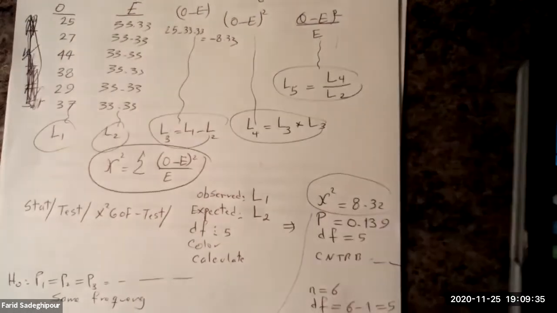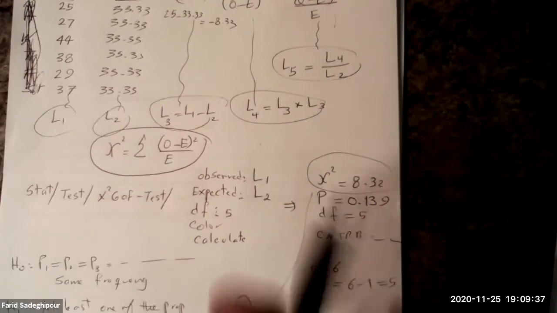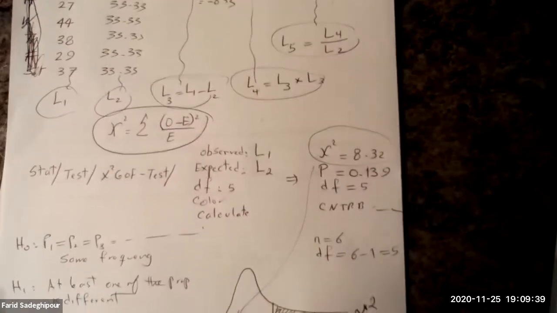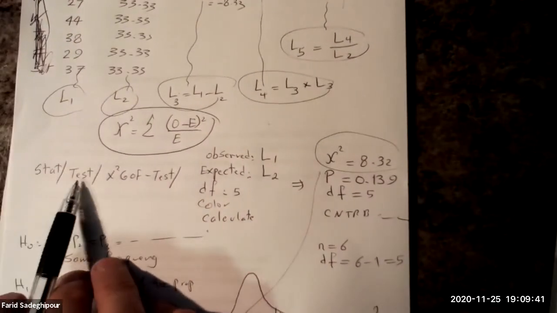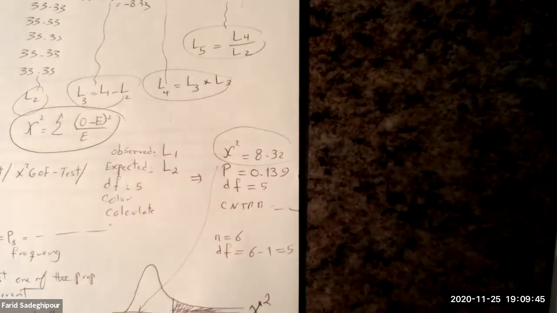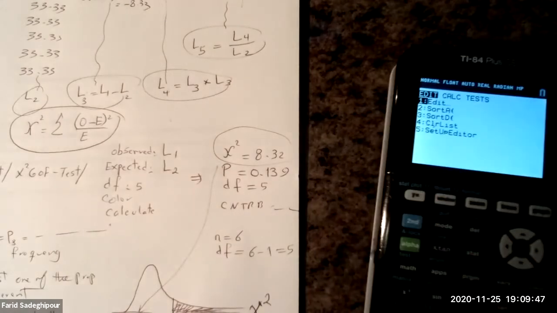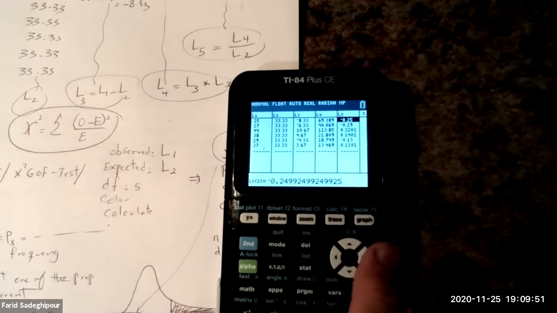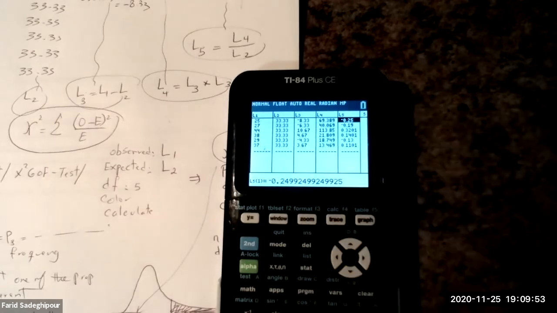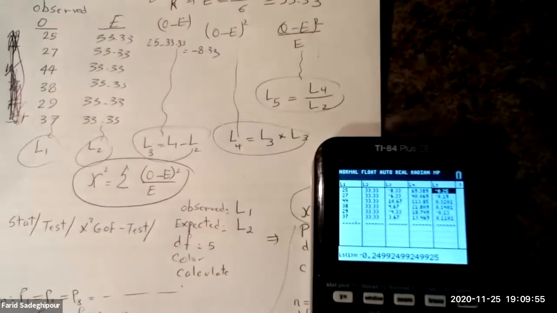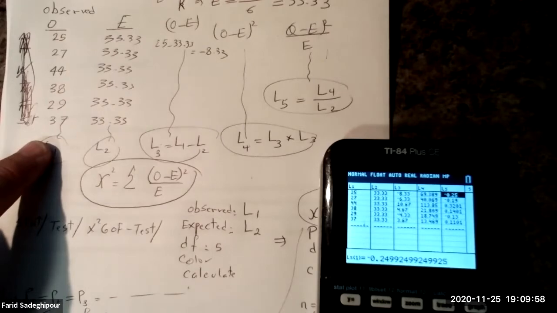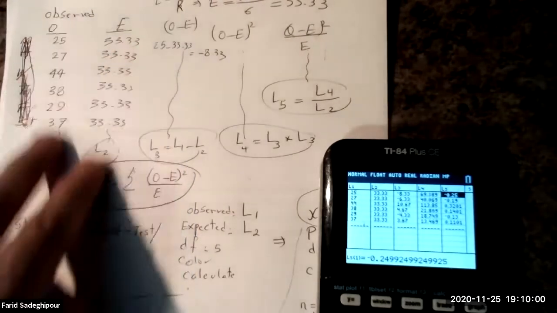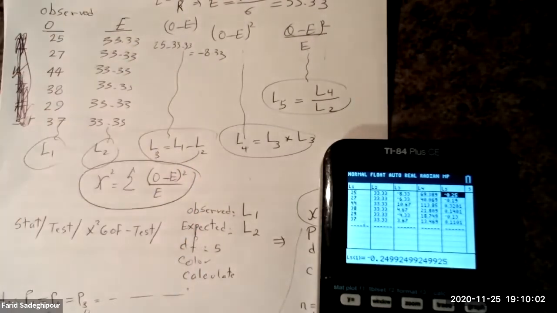Anyway, now I want to do the calculation without going through all this, okay? So for that, you go to Stat, Test, and then X2GOF. First, we have to put everything in L1 and L2. So what I have here is, I actually need just L1 and L2. So I don't need the rest. So if you want to use your calculator, first you got to put all these numbers in L1 and these numbers in L2. You just need L1 and L2, okay?